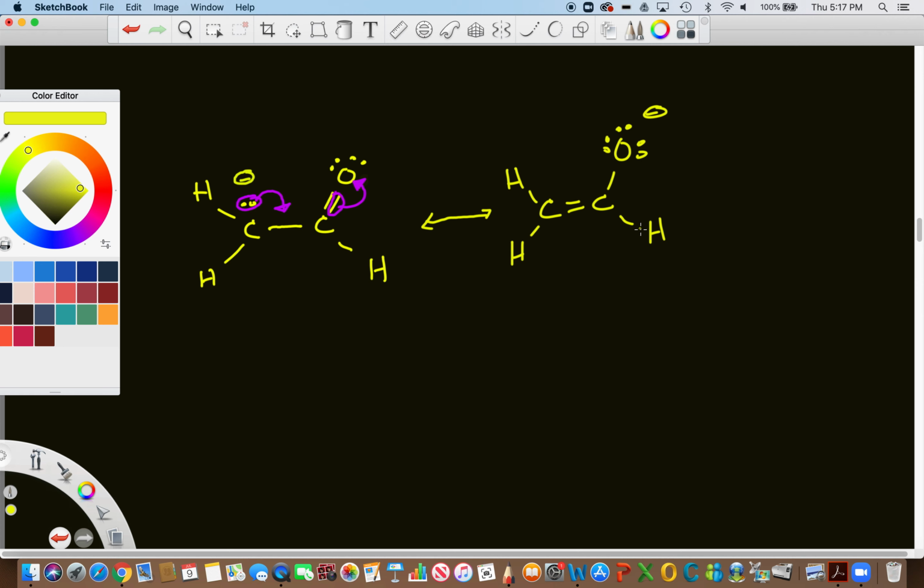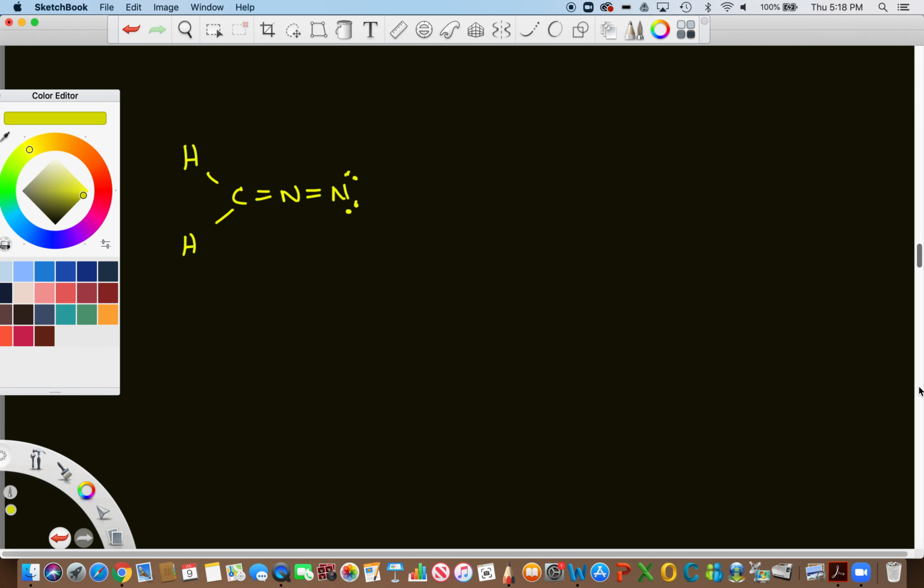The question is, which one of these is going to be the major contributor? Because everything here already has 8 around it. And in fact, the major contributor is the structure that we just put up, because oxygen is highly electronegative. It can take on those electrons. Kind of cool. Still remember, we're only moving electrons.